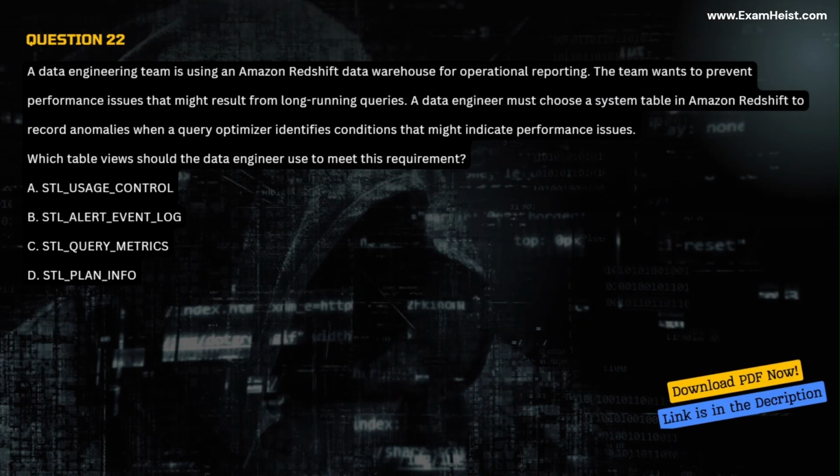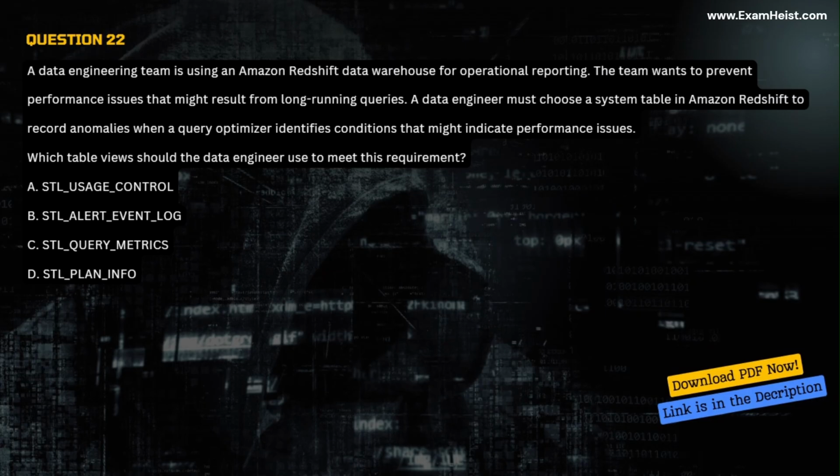Question 22. A data engineering team is using an Amazon Redshift data warehouse for operational reporting. The team wants to prevent performance issues that might result from long-running queries. A data engineer must choose a system table in Amazon Redshift to record anomalies when a query optimizer identifies conditions that might indicate performance issues. Which table views should the data engineer use to meet this requirement?